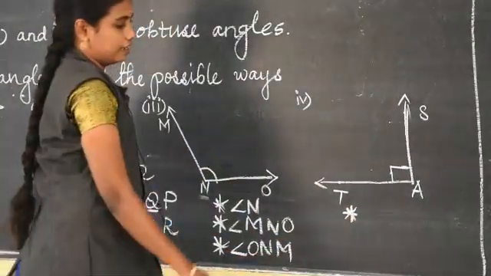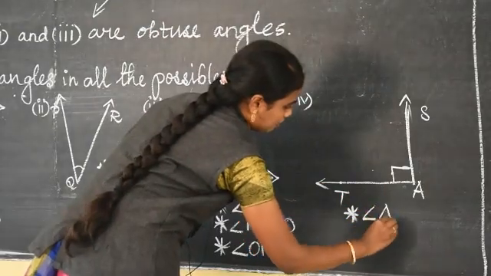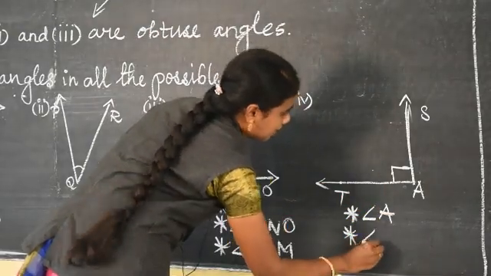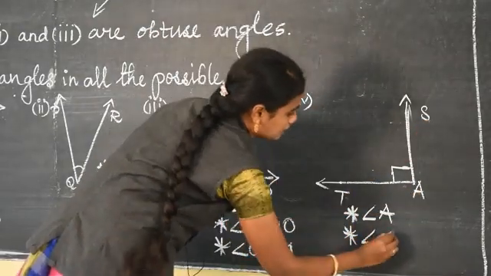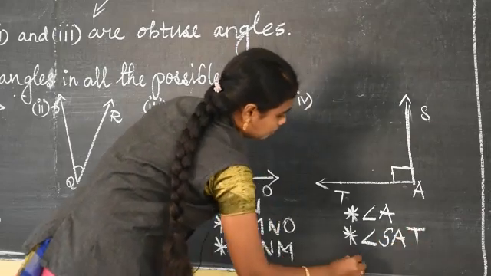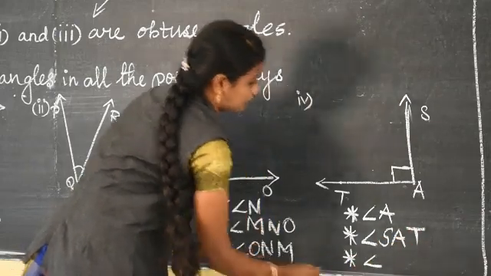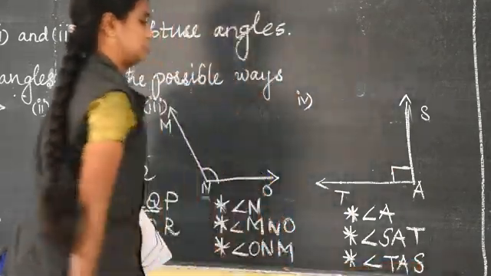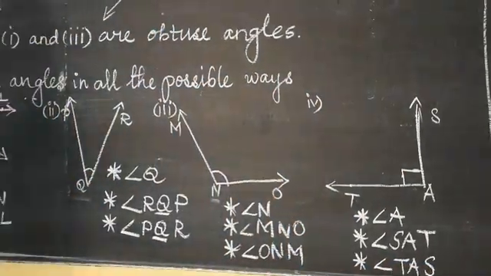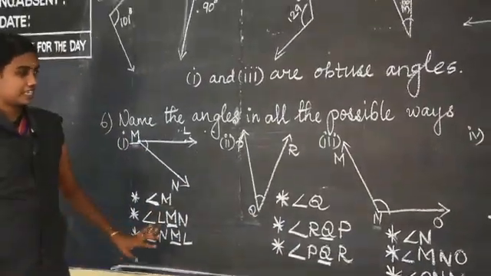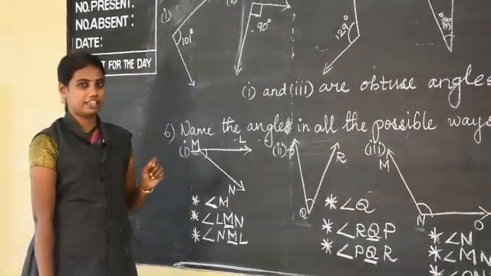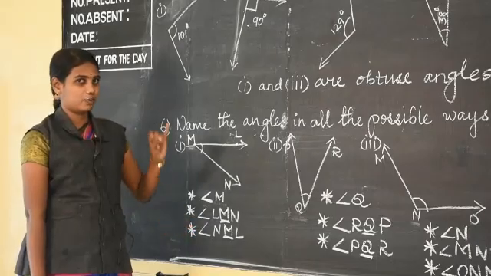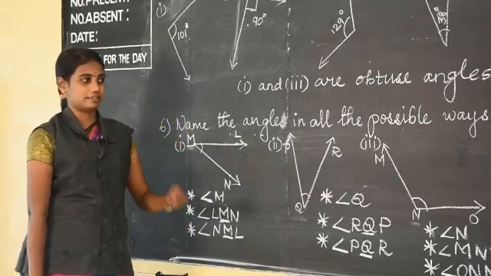Likewise for this also. Where is the angle formed? A. Angle A. Next, angle SAT. Next, angle TAS. That's all. Naming angles, we have 3 ways. Very easy. Where the angle is formed, find out and write. We have 1 letter name and 3 letter name.